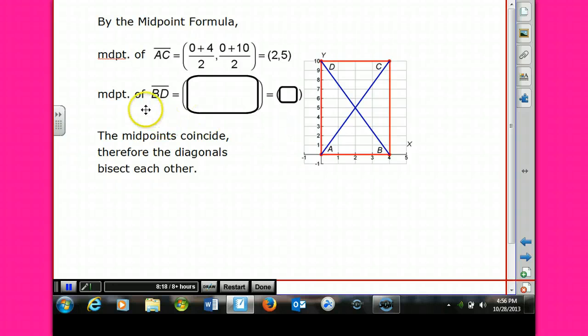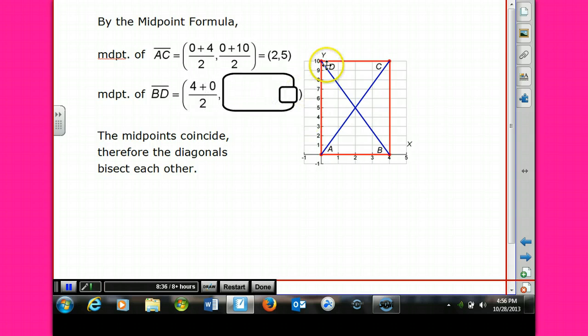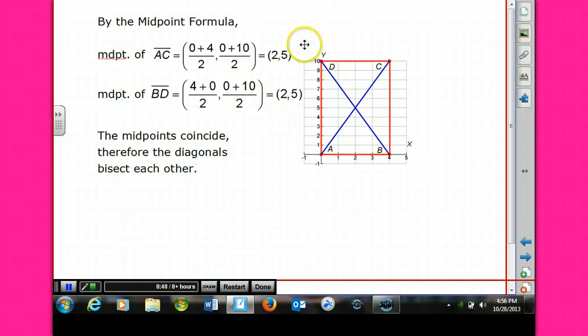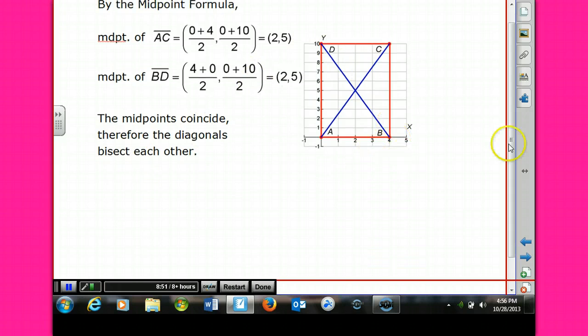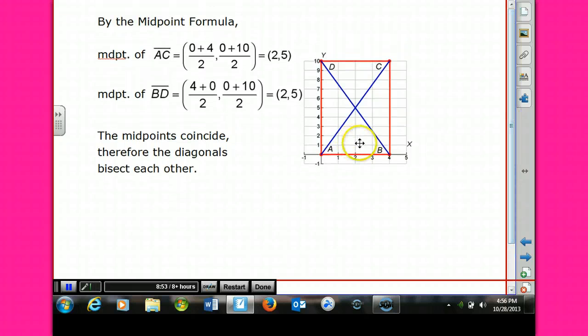Let's see where the midpoint is for BD. Once again, we'll use these 2 points. So point D is at 0, 10, and point B is at 4, 0. So let's start with the x's. The x value of 4 plus 0 over 2. And the y value here is 0, right? So 0 plus 10 over 2. And so what do we have? 4 over 2, which is 2. And 10 over 2, which is 5. Yay. They do coincide. These midpoints coincide at 2, 5. And therefore, the diagonals bisect each other.